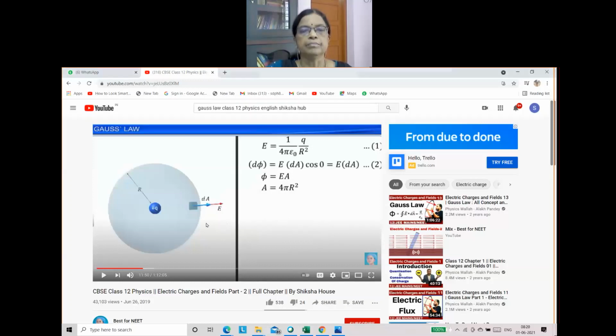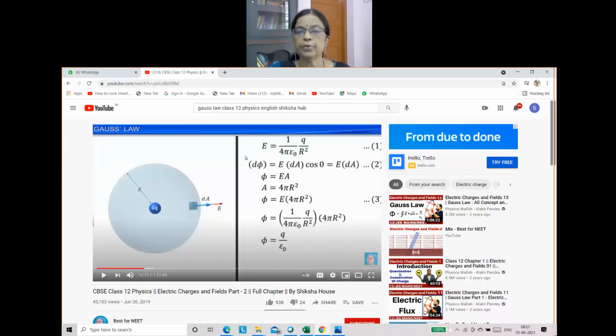Next step. Substituting equation 1 in equation 3 and simplifying, we get the net flux phi is equal to q by epsilon naught. Let this be equation 4. We see that the net flux phi is proportional to the charge q enclosed by the Gaussian surface. This is Gauss's law actually. We have done the proof of Gauss's law.